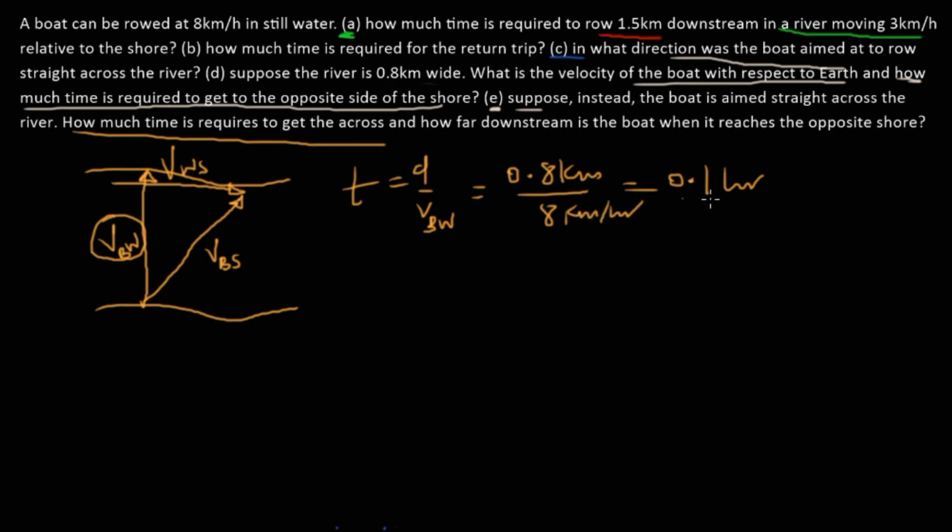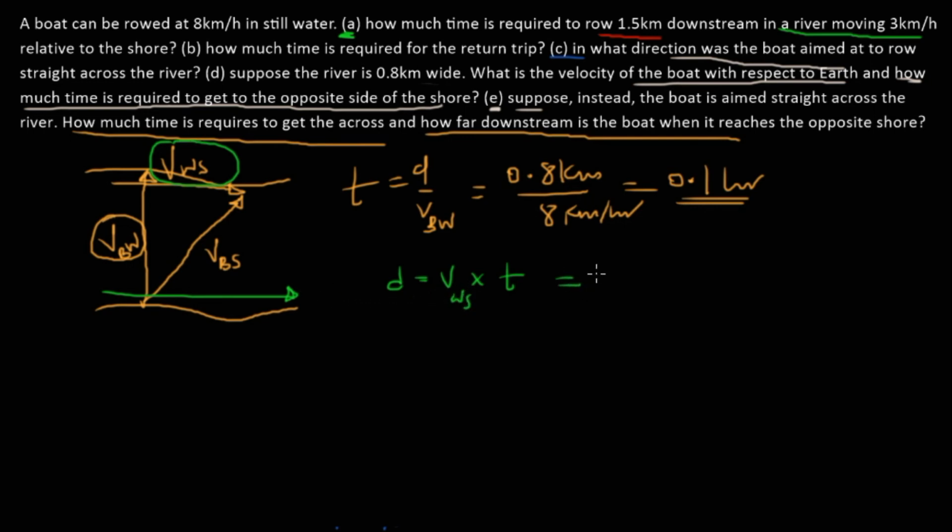So that's 0.1 hour. Now, how far downstream is the boat when it reaches the opposite shore? So we need to find downstream. I told you that is along the horizontal component. So how far downstream, that's the distance, which is velocity times time. And the velocity in this case will be the horizontal velocity, that's WS.